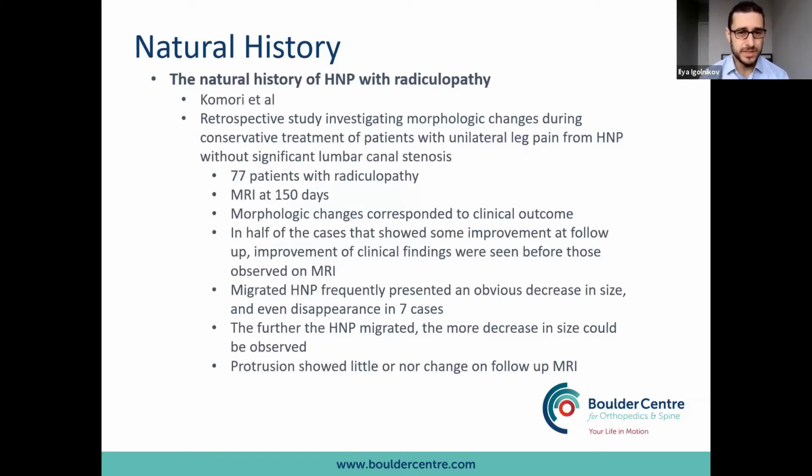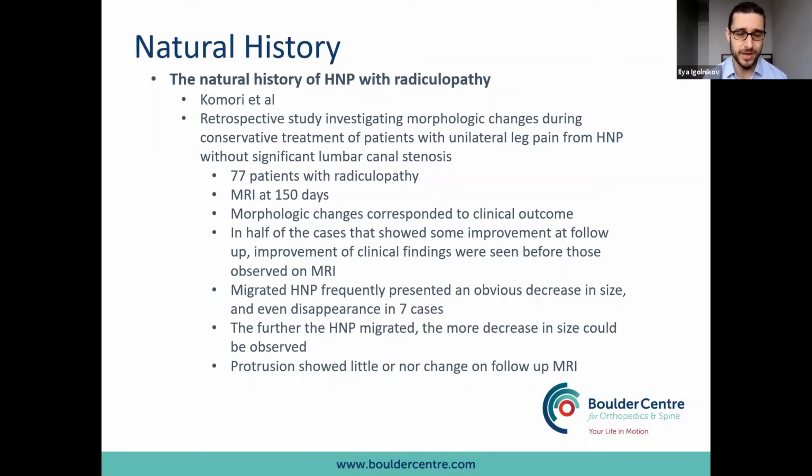And Komori did a study that looked at the natural history of a herniated nucleus pulposus with radicular symptoms. This is a retrospective study that looked at the changes in the MRI with conservative treatment with unilateral leg pain from a herniated nucleus pulposus who didn't have central lumbar canal stenosis or chronic changes related to these findings. They took 77 patients with radiculopathy. They did a repeat MRI at 150 days, and they found that the morphologic changes corresponding to the clinical outcome in half of these cases showed some improvement at follow-up.